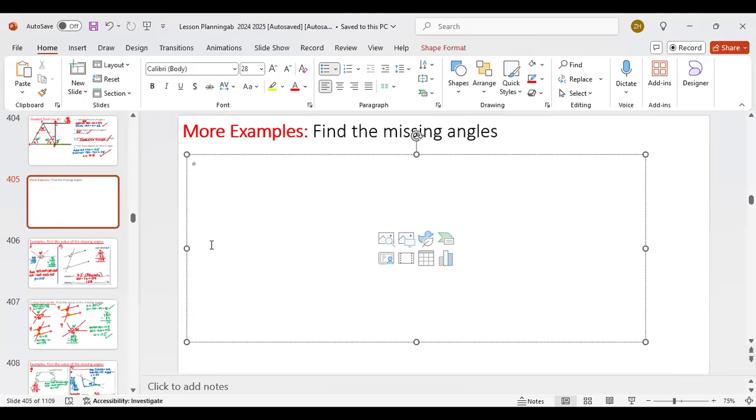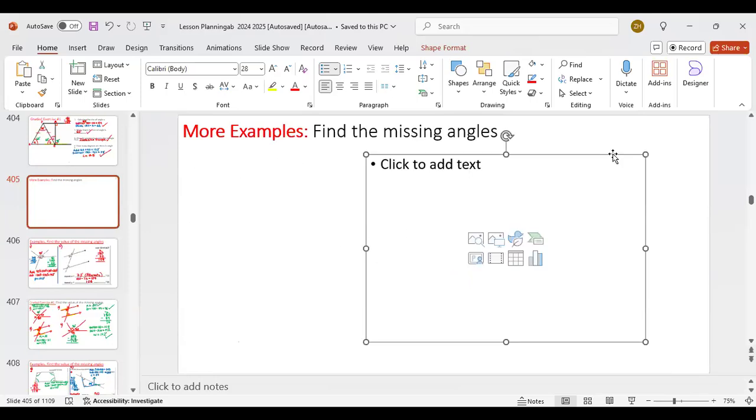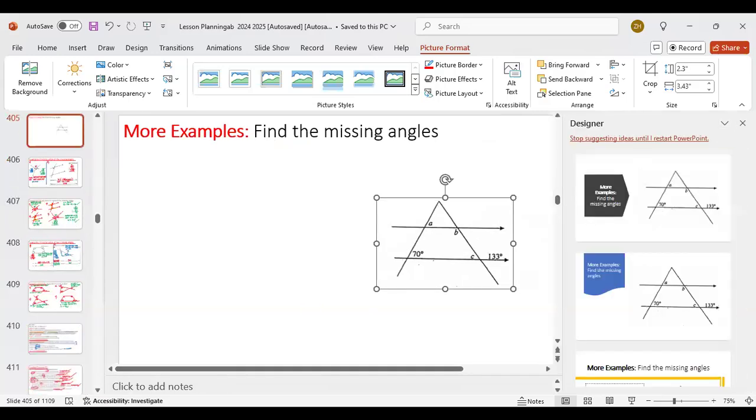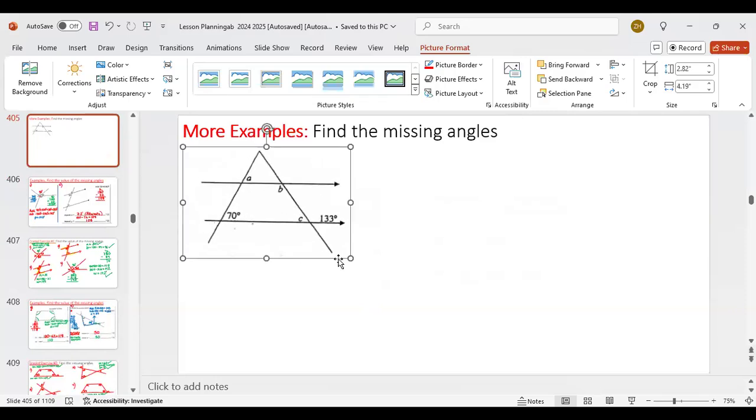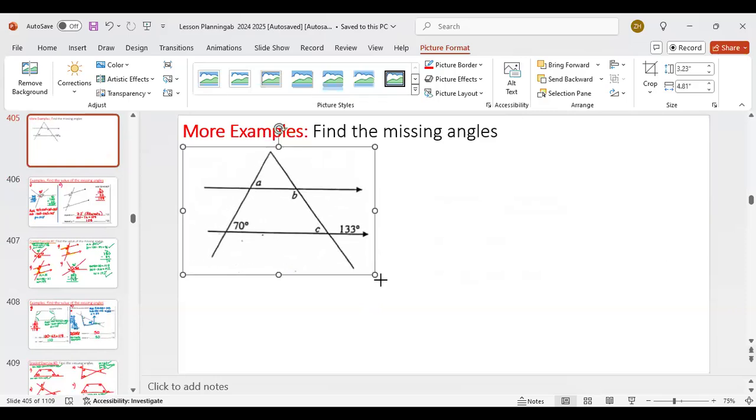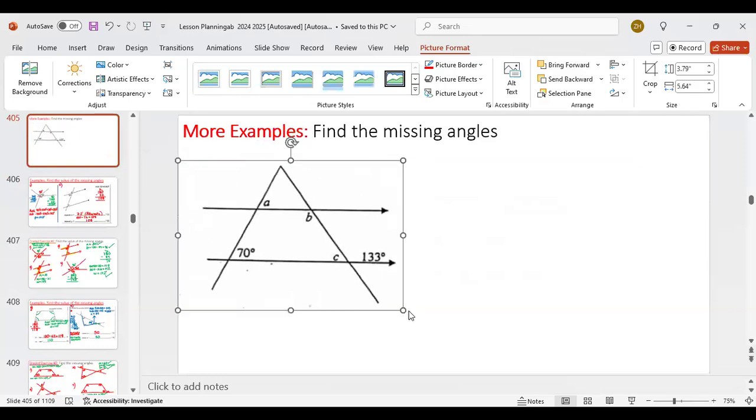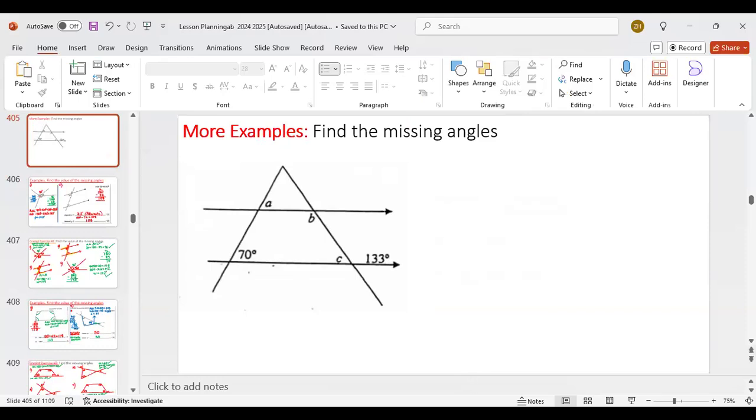Missing angles. Okay, yeah, so this is what I want us to do, right? I want us to find the missing angles for this one. So for this one, let's say we have this shape, and let me enlarge it. So draw the shape for me, please. And our goal is very clear. We want to figure out what is the size of angle A, B, and C.